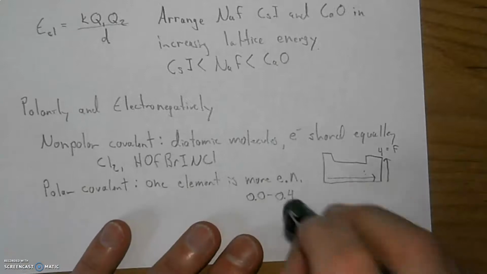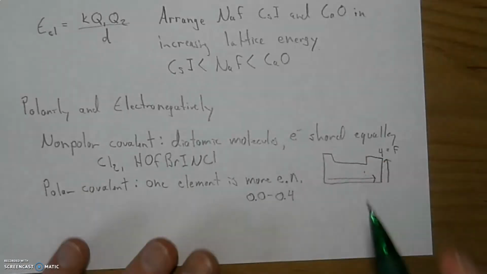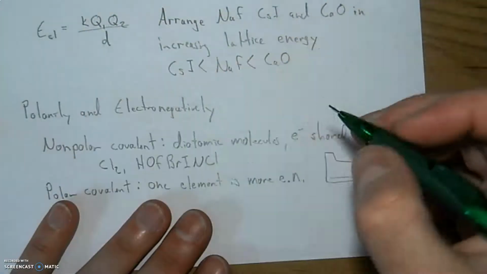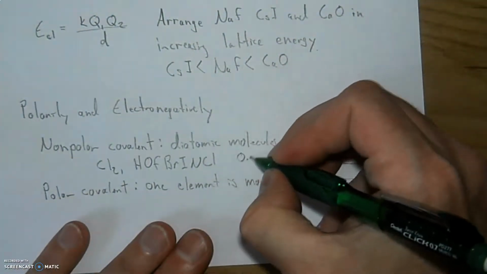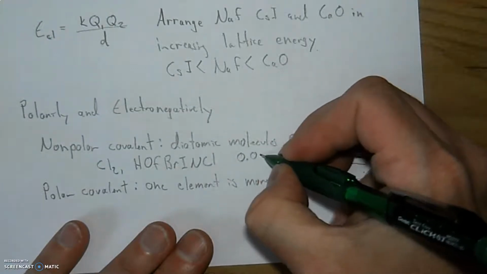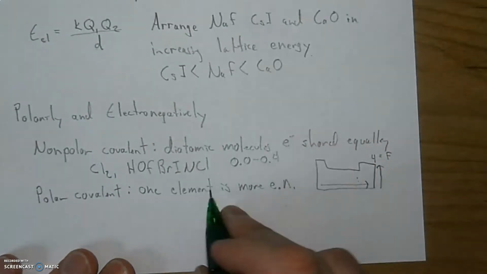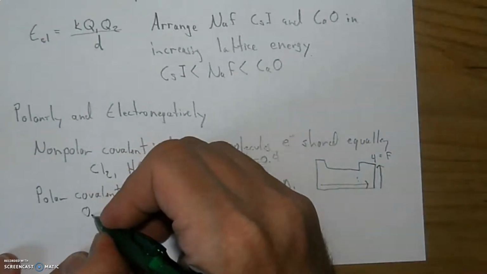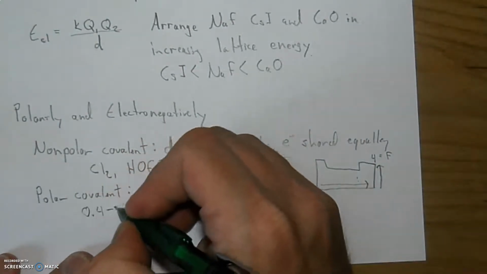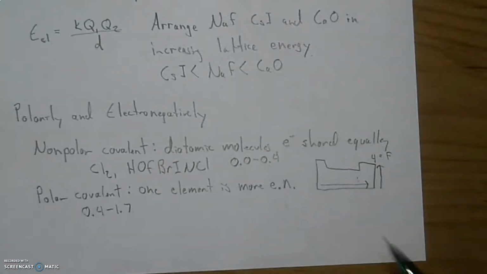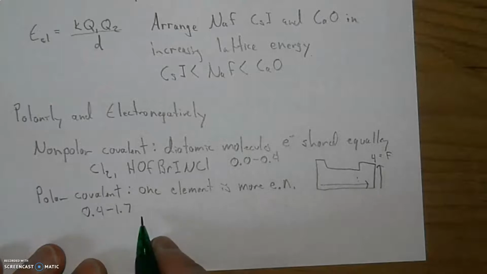And no, I said that incorrectly. Let me go back and fix that. Nonpolar covalent, this is 0.0 to 0.4. These guys are 0.4 all the way up to 1.7. So polar covalent is somewhere in this range.